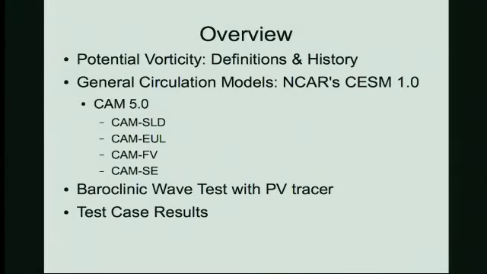So this is an overview of what I'm going to be talking about. First, I'll talk about potential vorticity, what it is, why we care about it in general. I'll talk about general circulation models and a description of the 4 dynamical cores that we investigate. And then I'll look at the baroclinic wave test in particular and how we use potential vorticity incorporated in that. And then I'll look at some of the results.